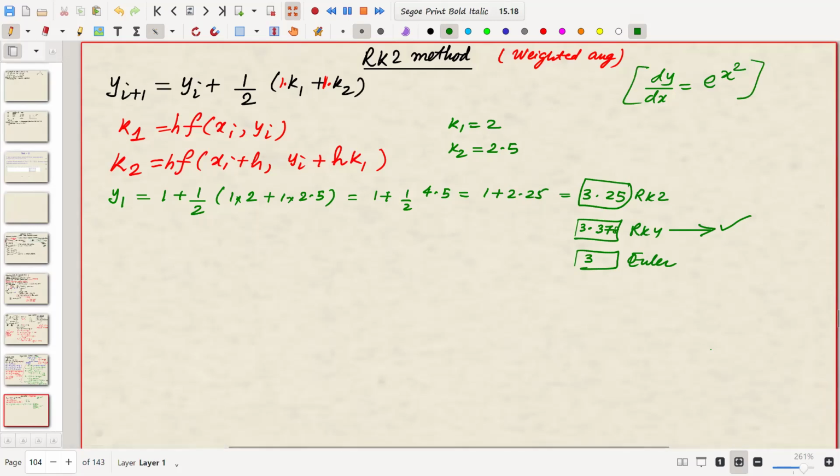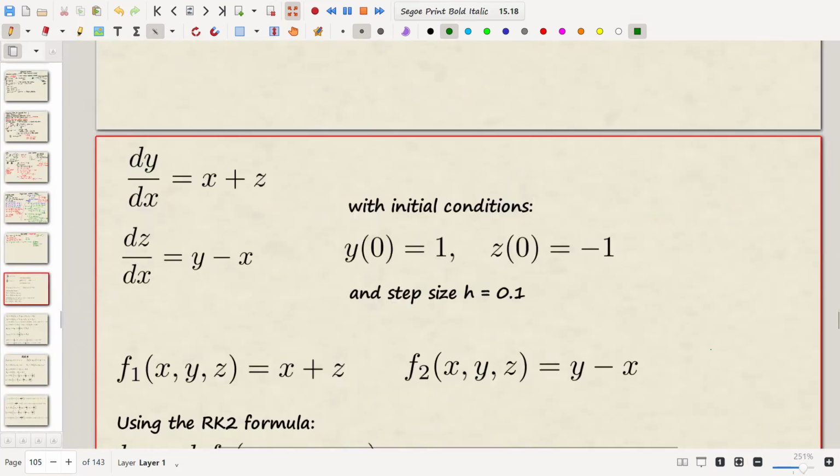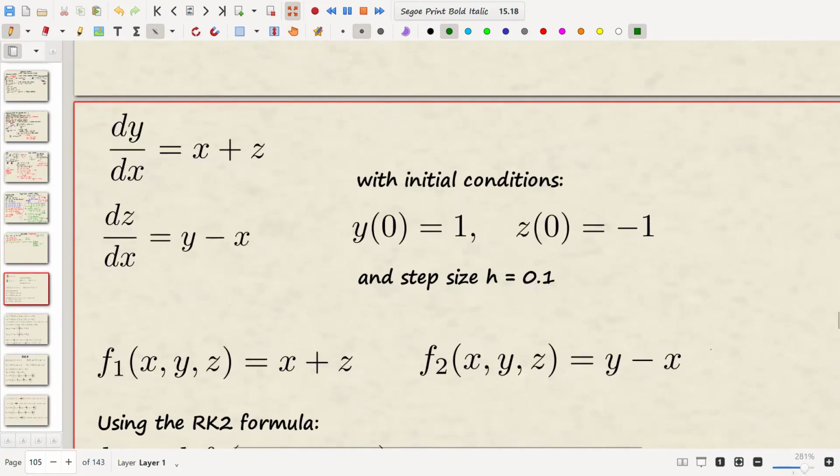Always you don't really get an ODE of this form; it can be a coupled ODE also. What do you mean by a coupled ODE? How can you solve this equation? This is a coupled equation, isn't it? dy by dx is x plus z, and dz by dx is y minus x. This is a coupled ODE because y varies with respect to x and depends on both x and z, and at the same time z varies as dz by dx equals y minus x. So you can see that it is a coupled ODE, isn't it?